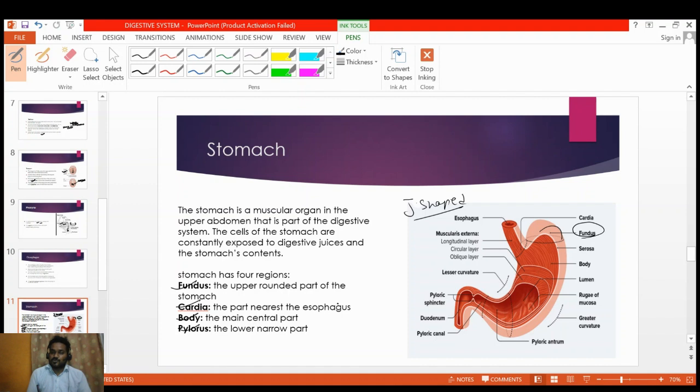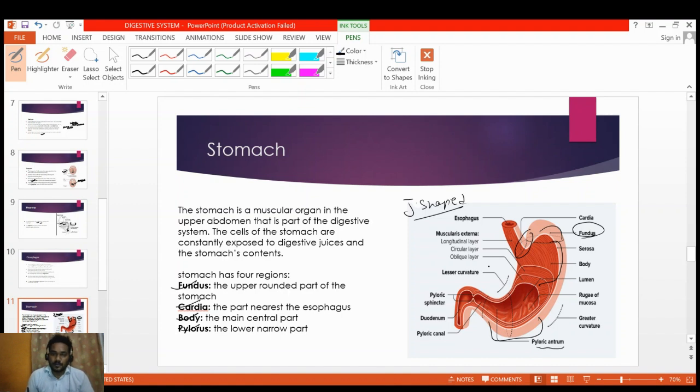Next to this we have the cardiac region. The cardiac region is present, we can say, as a part of the esophagus. Here we can observe this portion is the cardiac portion. Next to this, we have the body. This we can call the body of the stomach, and it's the main central region. Finally, the last portion is the pyloric or pylorus region.